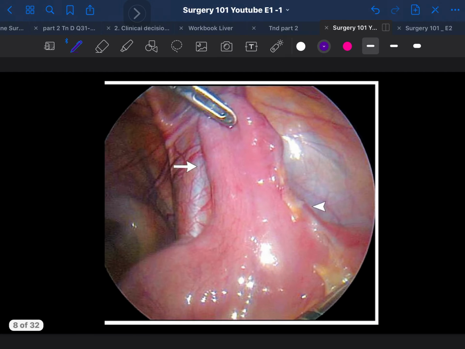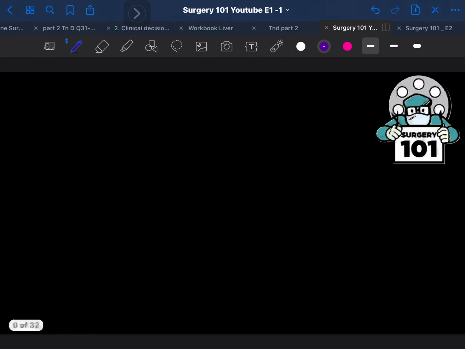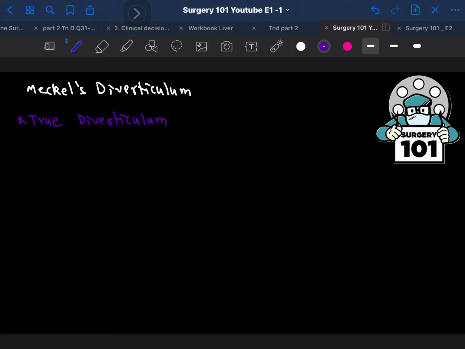This is a laparoscopic image of what you're seeing, a Meckel's diverticulum. So let me talk to you about Meckel's diverticulum in detail. This is a true diverticulum. What do you understand by true diverticulum? It is having all the layers of the intestine present.